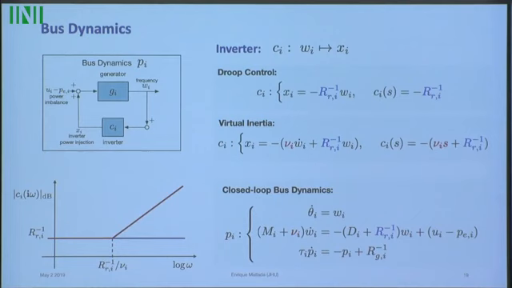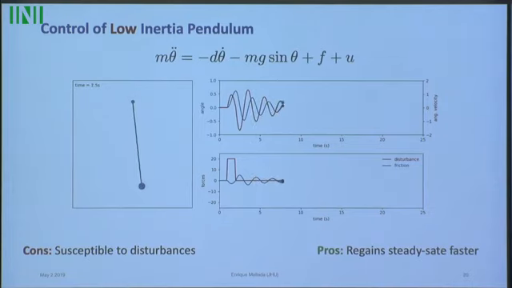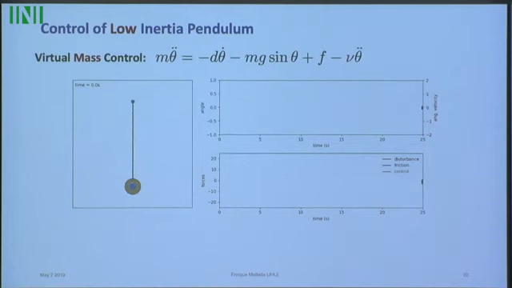Okay, so let's go back to our pendulum. This is the case I mentioned before, a low inertia pendulum with high disturbances in amplitude, but it settles fast. So this is what happens when you add inertia to the pendulum. We add this additional term that essentially amplifies the M here. And I'm also going to show the control effort of doing something like this.